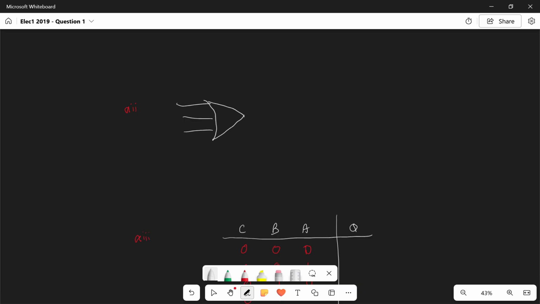Okay, so 1A2. Draw a circuit symbol for a 3-input NOR gate. Well, the circuit symbol for a 3-input NOR gate is probably what you'd expect. You've got 3 inputs, you've got an OR, but because it's a NOR, you've got the circle on the end. And we're just going to label this A, B, C, and a Q at the end.